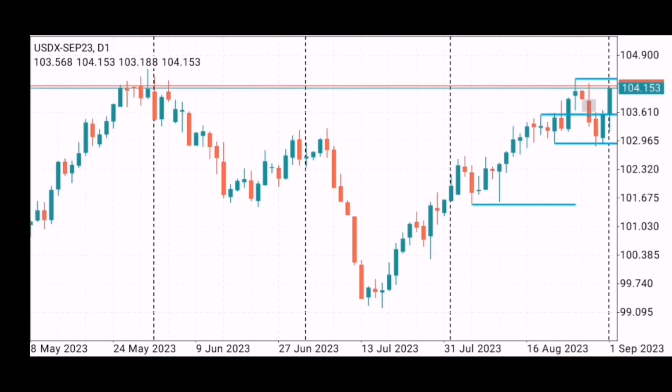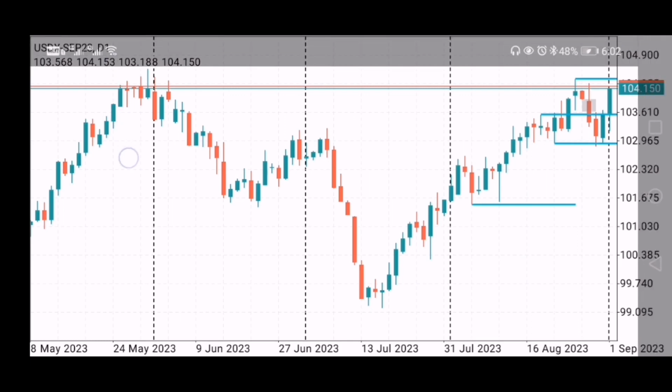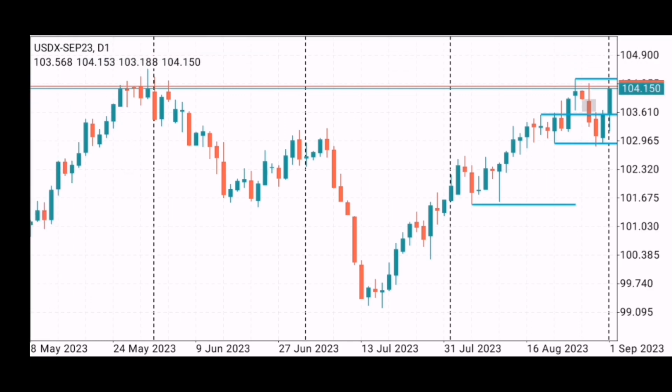This time around we're looking at GBPUSD, EURUSD and the dollar index. We're simply going to take a look back as to what we could have expected price to do this week and how we could have taken advantage of those moves.